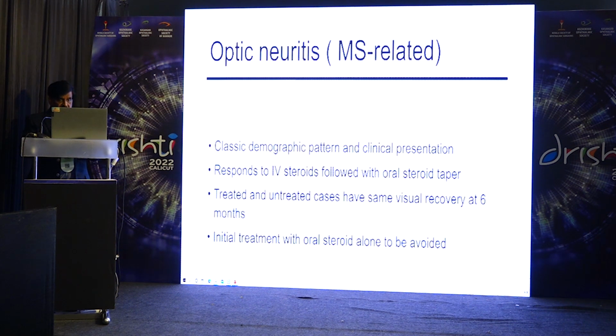Now we go on to optic neuritis. The most common variety we are worried about is MS-related optic neuritis. I am not going into the details of the demographic pattern and the clinical presentation; we all know. We also know that it responds to IV steroids followed by a steroid taper. Treated and untreated cases ultimately have the same visual recovery at the end of 6 months. So initial treatment with oral steroid alone is contraindicated because it is associated with an increased incidence of MS in these patients.